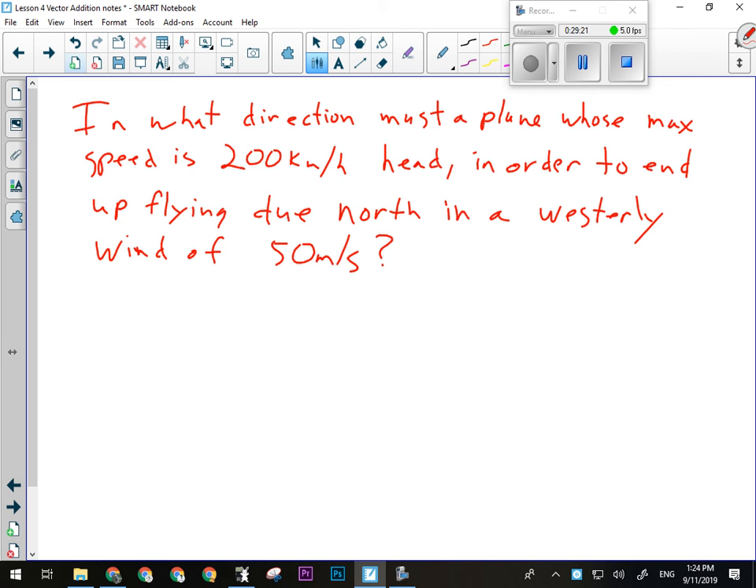Did you mean to write two things in different units? Kilometers? Oh, no, I didn't mean to write them in different units. Good eye. Yeah, flying a plane in 50 meter per second winds. Not a good idea. Big crosswind.